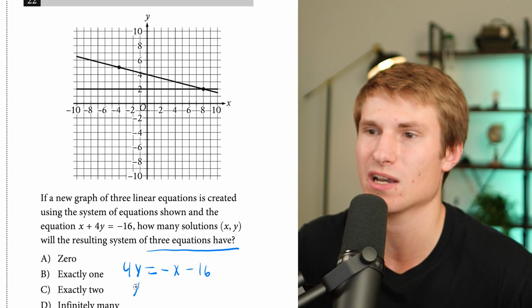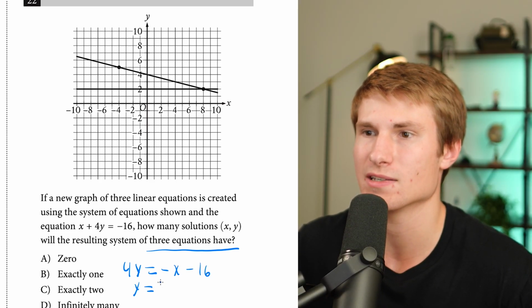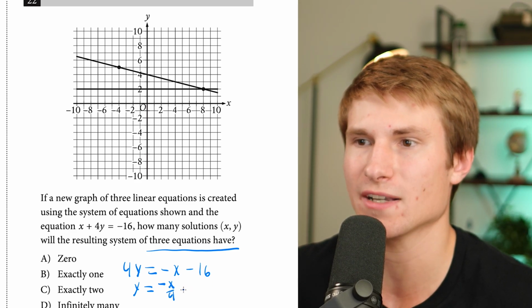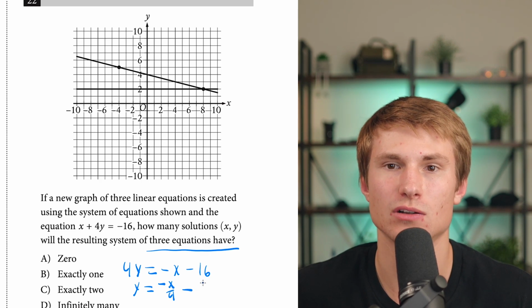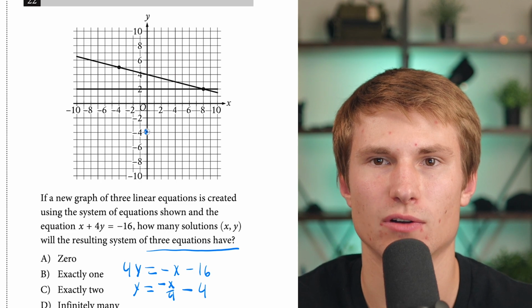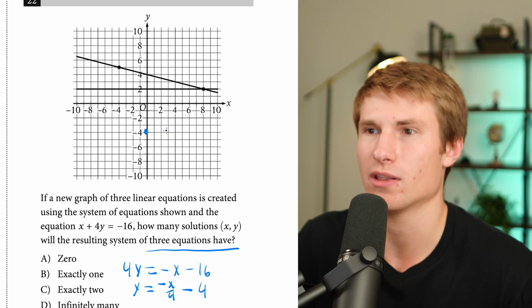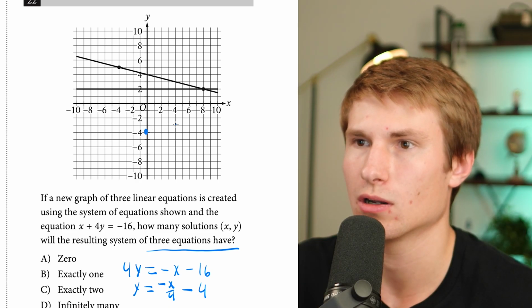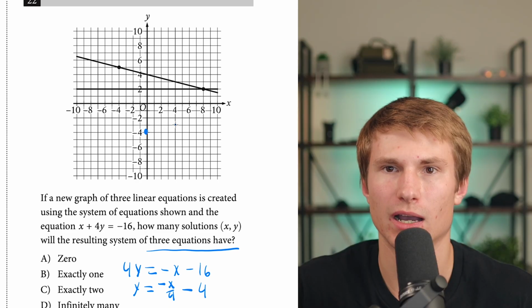From there, I'll divide both sides by 4, and that's going to give me y is equal to negative x over 4, or in other words, negative 1/4 x. And then I have that much minus 16 over 4, which is equal to minus 4. So I'll go ahead and plot that on this graph. Okay, so I have this minus 4, and then I'm going up by about 1/4 per. So I'll just go ahead and go over 4, and then I go up by 1.